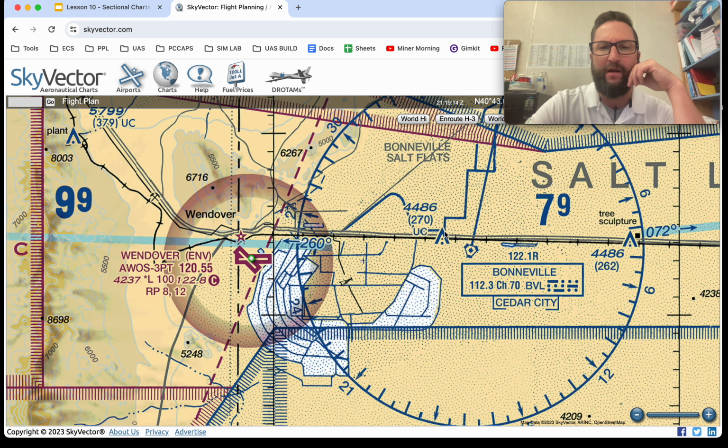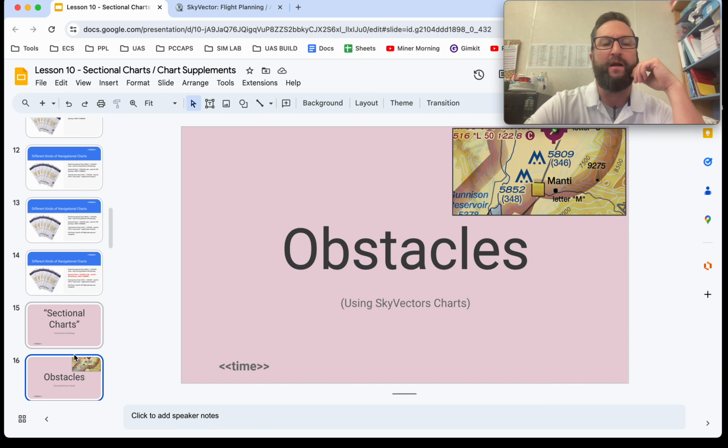Like there's a tower right there. This tower is 4,486 feet MSL or 270 feet AGL. UC means under construction, so that's what that means. So definitely be aware of those obstacles.